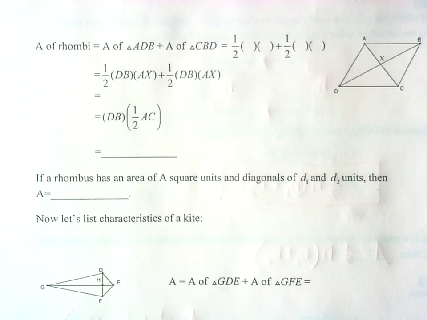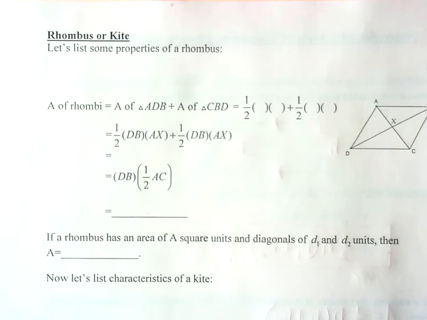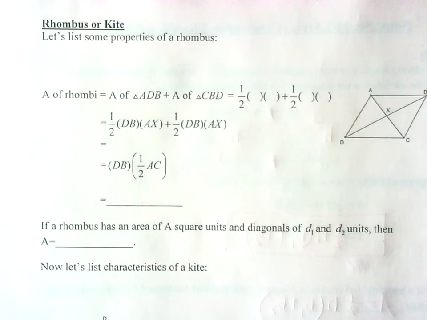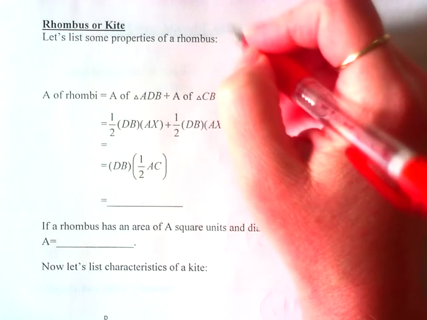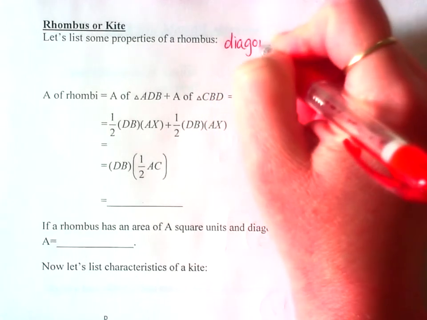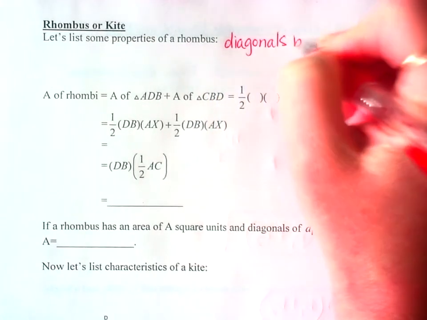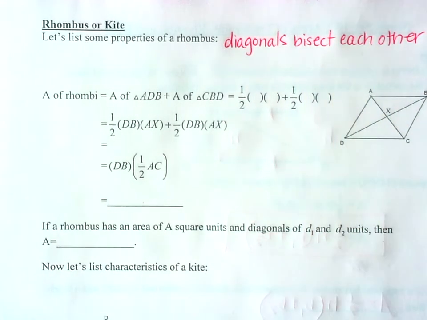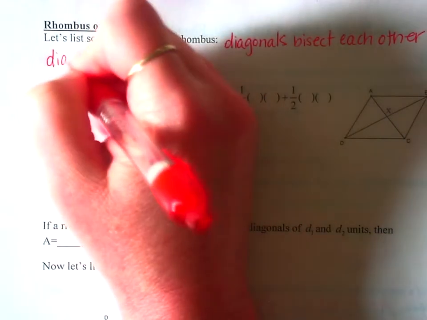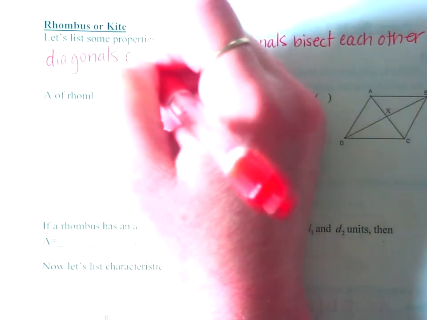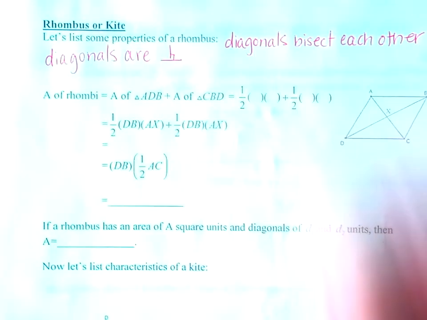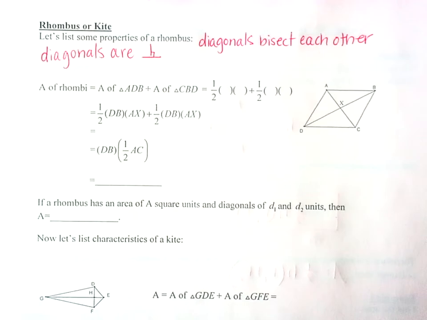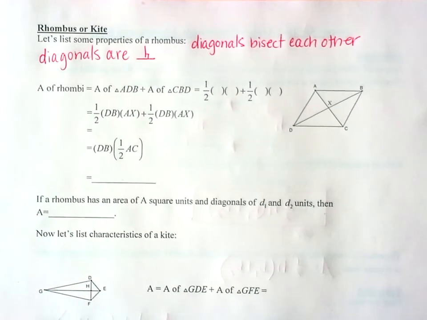So moving on to rhombuses and kites, we're going to list some things that we remember about a rhombus. Some things that I want you to remember is that diagonals bisect each other. Something else that I want you to remember is that the diagonals are perpendicular. And I think that's it for now. If I think of something else we should add up there, then we'll go back and add it.